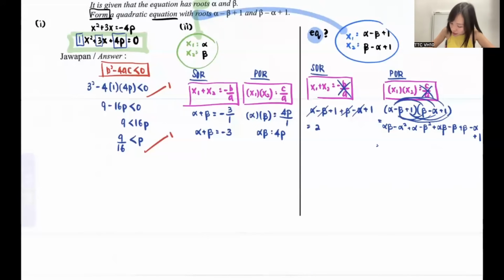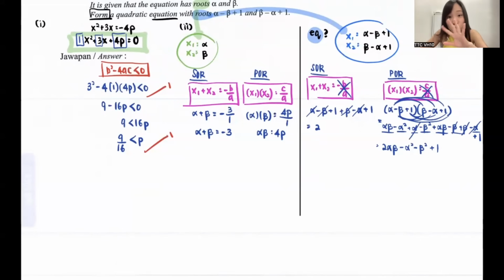So my dear, now, alpha beta plus alpha beta, I get 2 alpha beta. Negative alpha square is alone, I continue to write down. Negative beta square also alone, I continue to write down. So alpha minus alpha, isn't it 0? No more alpha. Negative beta plus beta, isn't it 0? I just have plus 1 left. I think this is what I have. But the problem is I don't think I want alpha beta. I want the equation.